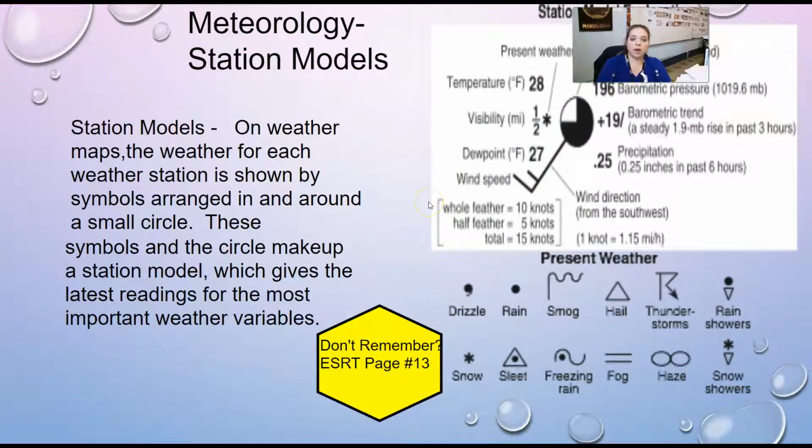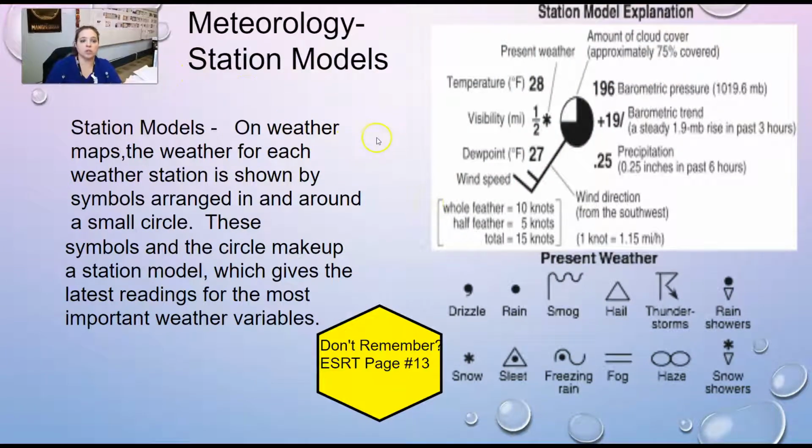And now we're going to look a little bit further into the station models. So we saw this with the barometric pressure. On weather maps, the weather for each station is shown by symbols arranged around a small circle. These symbols and the circle make up a station model, which gives the latest readings for the most important weather variables, which you can find right here in your reference table on page 13. Page 13 is a huge thing. So page 12, page 13, page 14, huge for this unit.